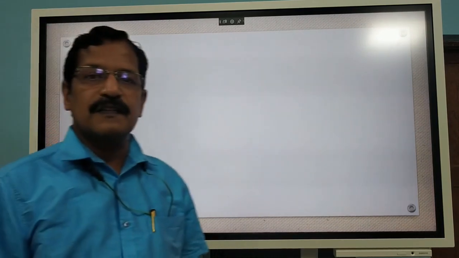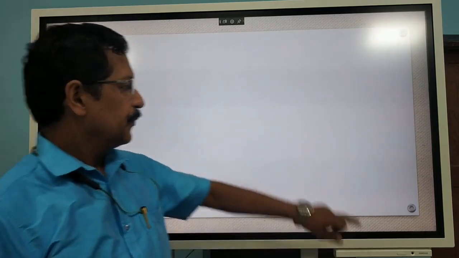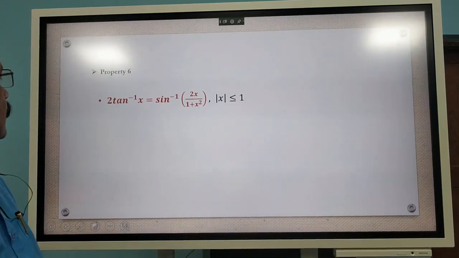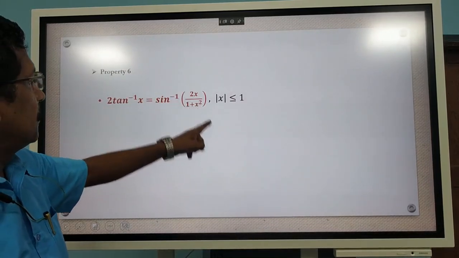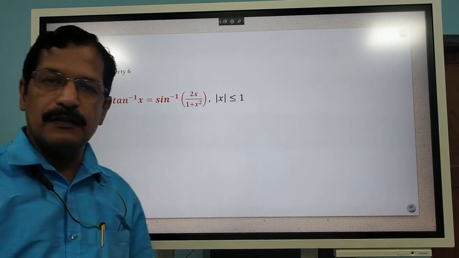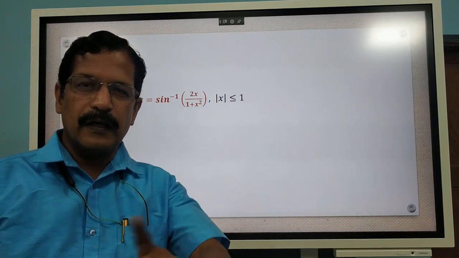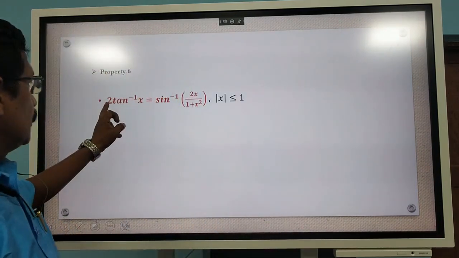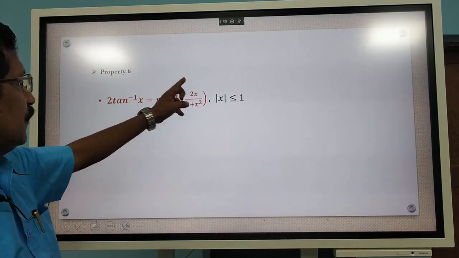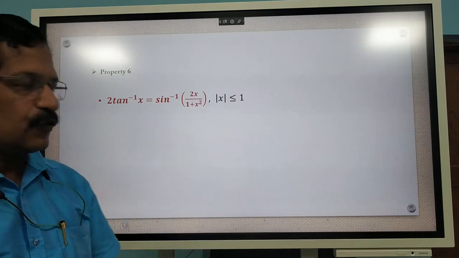Now let us discuss property number 6. 2 tan inverse of x is equal to sin inverse of 2x by 1 plus x square, where mod x is less than or equal to 1, means x lies in the closed interval minus 1, 1. So this is an important result: 2 tan inverse x is equal to sin inverse 2x by 1 plus x square.